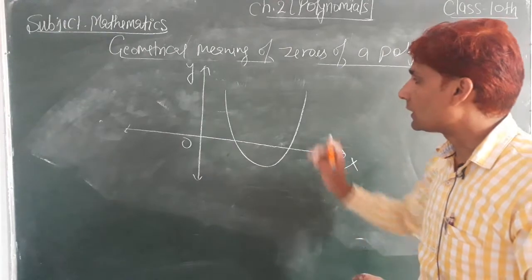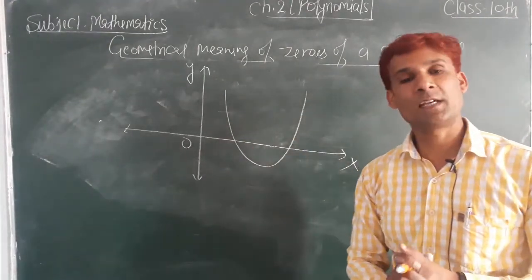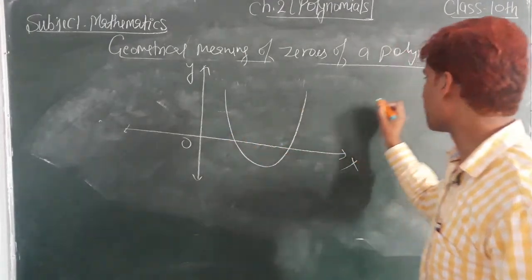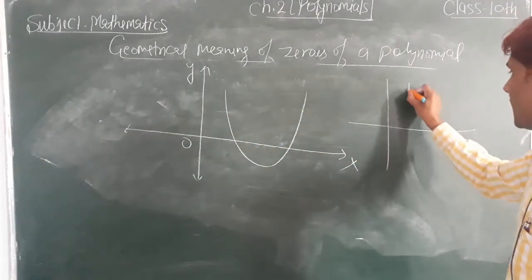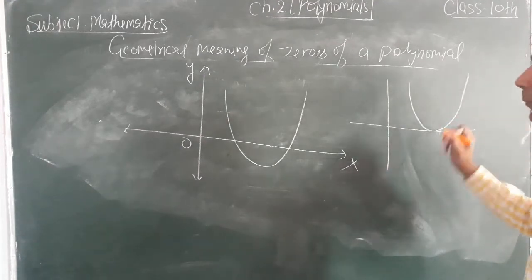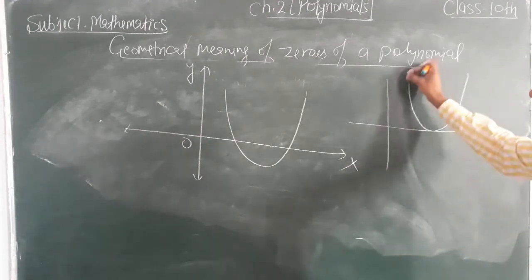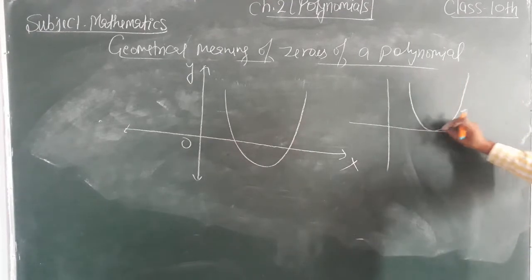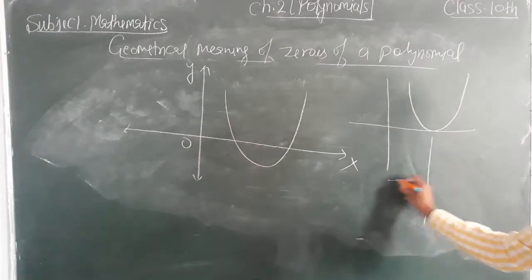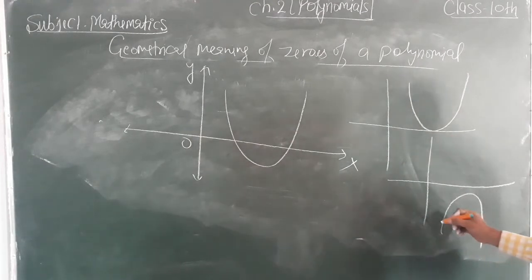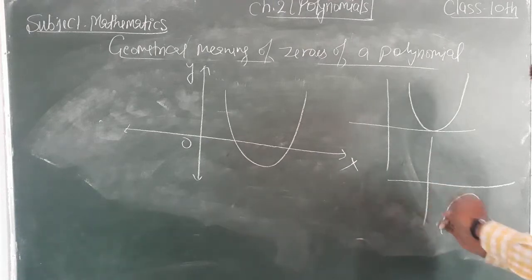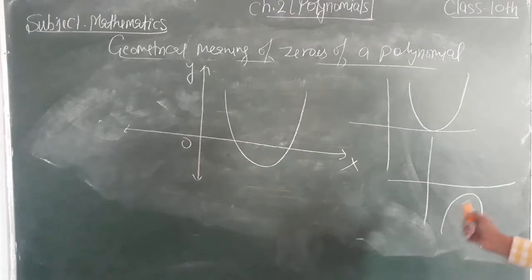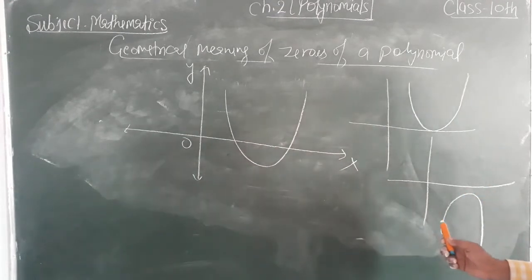My dear, the graph will have as many zeros as the number of places it touches. How many zeros will this polynomial have? 2. Similarly in this shape, the graph is touching at only one point, so the number of zeros for this quadratic polynomial graph is 1. Similarly in this shape, this is again the graph of a quadratic polynomial, but it is not touching the x-axis at any point, so the number of zeros is 0.